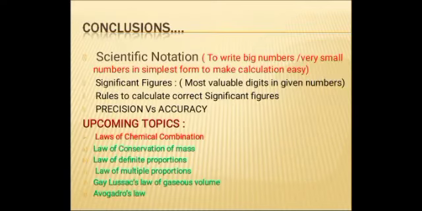So today's conclusion: we did scientific notation, in which we studied how to write big numbers and very small numbers in simplest form to make calculation easy. Significant figure is the most valuable digit in a given number. Although all the digits are valuable, this is the most valuable. And the rules to calculate the correct significant figures, that we did. Precision and accuracy we did.